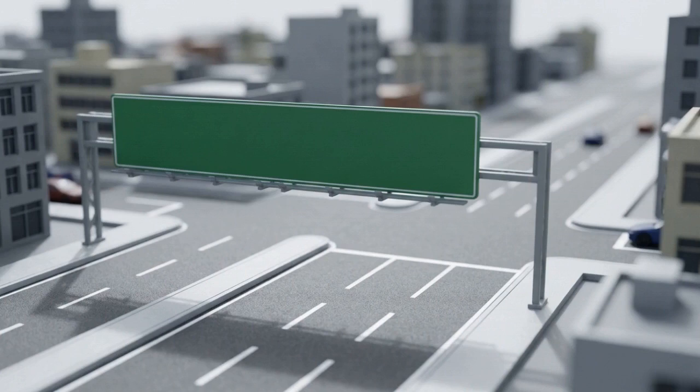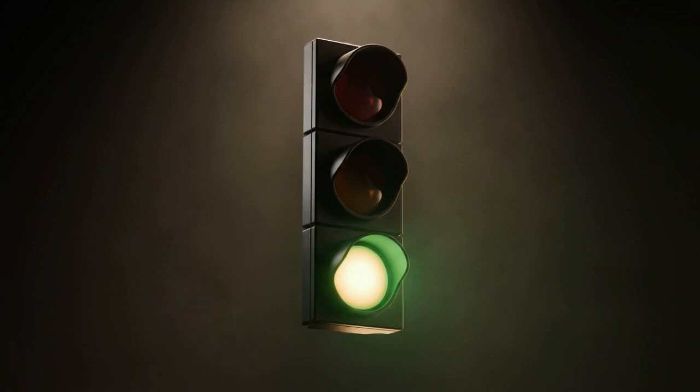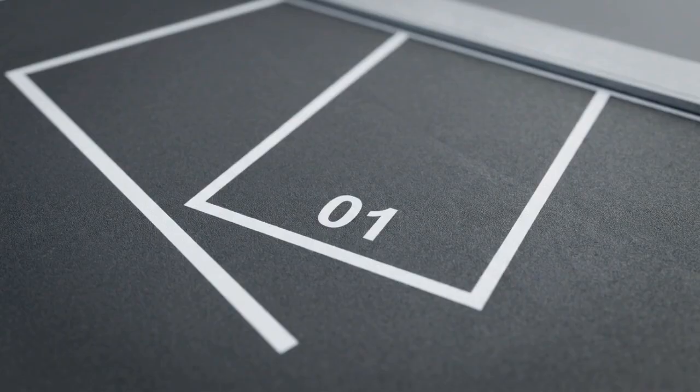We are going to build the engineering logic of traffic control from the ground up. We will start with the geometry of passive signs, move into the temporal mechanics of automated signals, and finish with the static demands of parking storage.